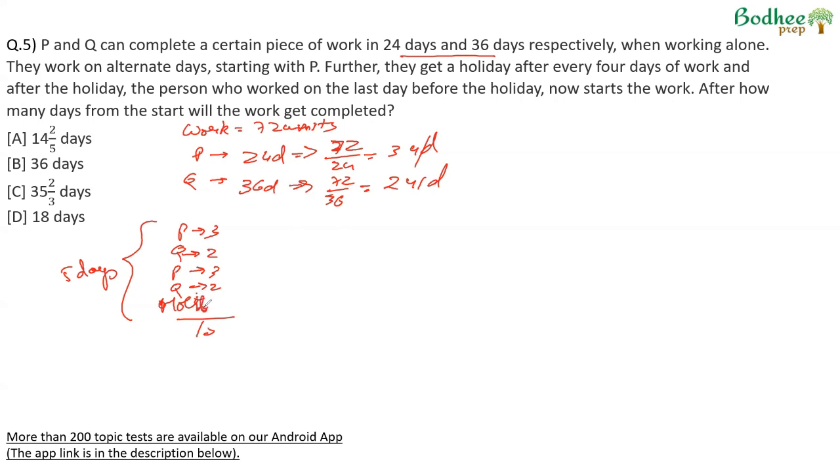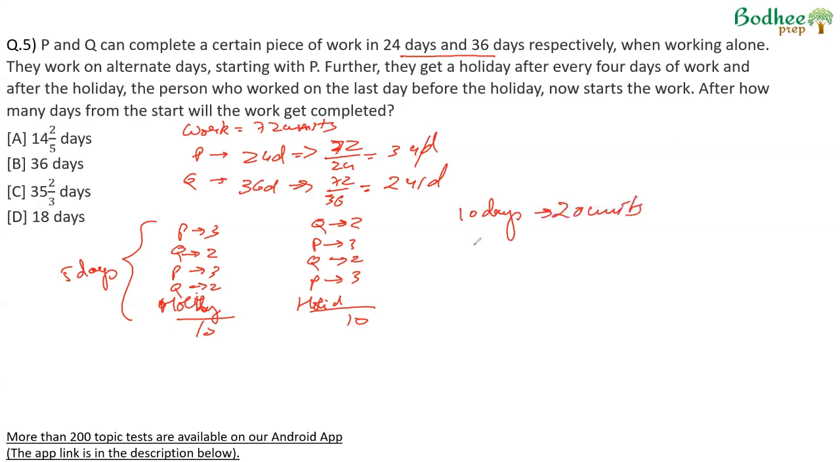Now, after the holiday, the person who worked before the holiday starts. So, for the next 5 days, you will have QP, and then there will be a holiday. Again, the same process will repeat 2, 3, 2, 3. So 10 units of work will get done. 3 plus 2, 5. 3 plus 2, 5. So we can say in 10 days, 20 units gets done.